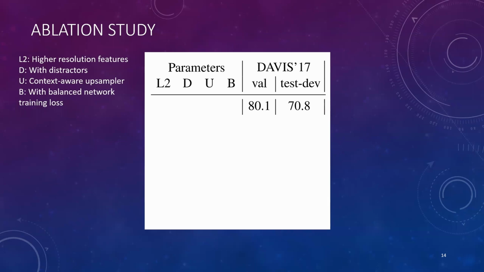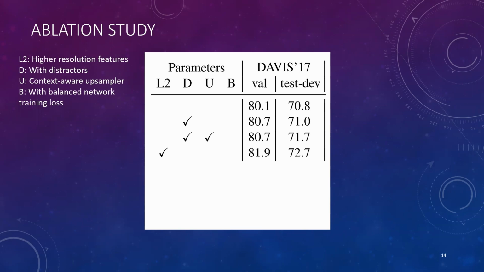These are our baseline results. The numbers represent the mean of the intersection over union and F-score, which are the metrics used to judge video object segmentation methods. These are the results with the distractor. As you can see, not much happens. Here we have the upsampler. Still no improvements on the validation split, but the results in the test-dev are encouraging.